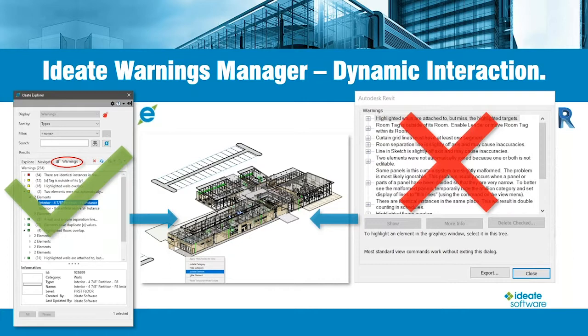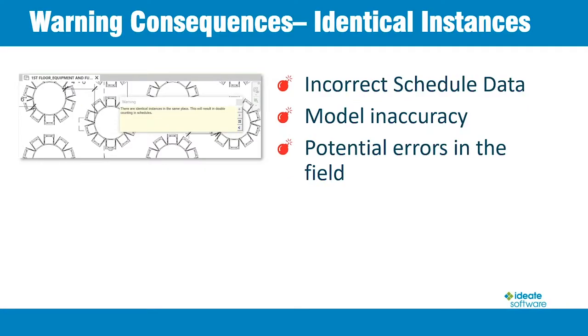So again, what are the consequences of not fixing these warnings? The first one I'm going to look at is identical instances. So again, you've got two pieces of data on top of one another. Maybe it's two structural columns or two pieces of furniture. Again, this can cause model inaccuracy. There can be potential errors in the field when it comes to scheduling. So it's important to understand this. So let's take a look at that.